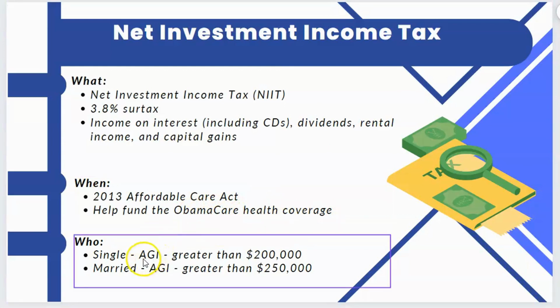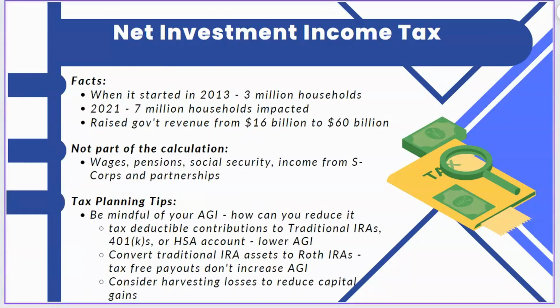Who does it apply to? If your adjusted gross income is greater than $200,000 and you're filing single, or if your AGI is greater than $250,000 and you're filing a married filing joint return. So those are the individuals that are impacted. And again, the key number here is adjusted gross income. I'm going to show you this in a tax return example.